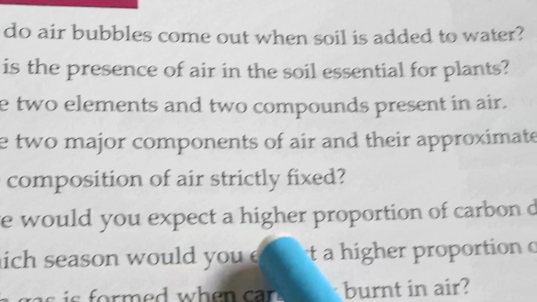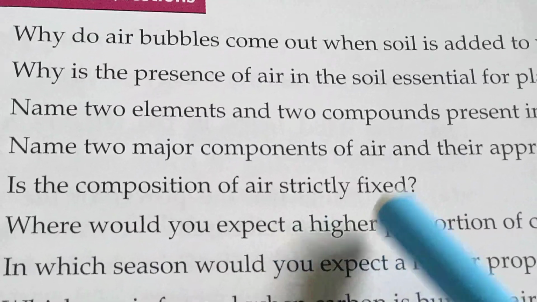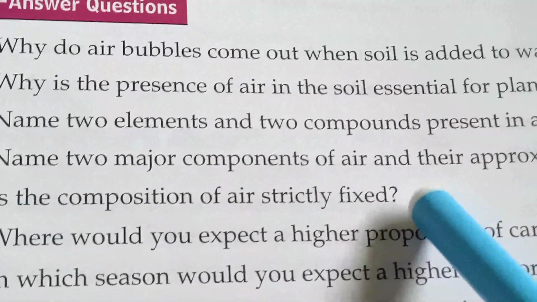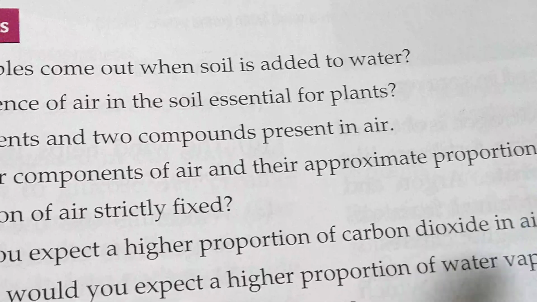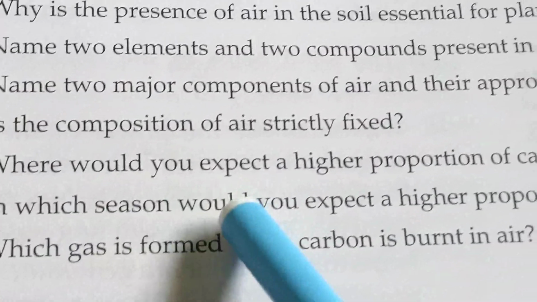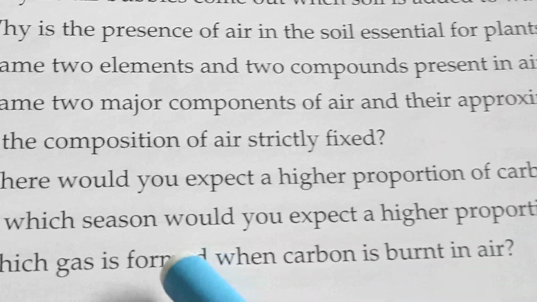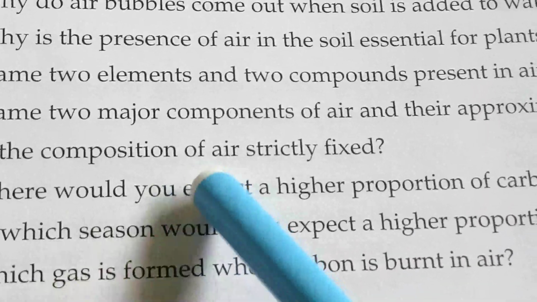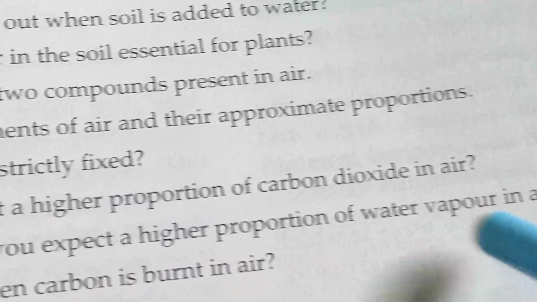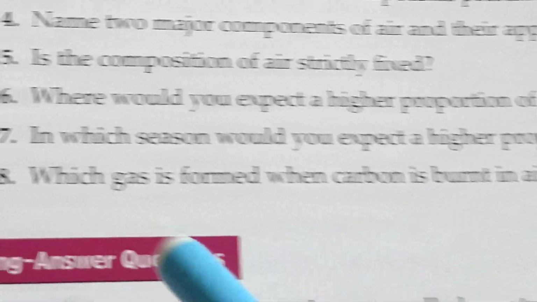Where would you expect a higher proportion of carbon dioxide in air? Basically in cities or urban areas, where there are more industries and factories, the level of carbon dioxide in air is higher than in rural areas. In which season would you expect a higher proportion of water vapor in air? Actually in the rainy season, the heat and humidity are higher. I mean water vapor is higher in proportion.